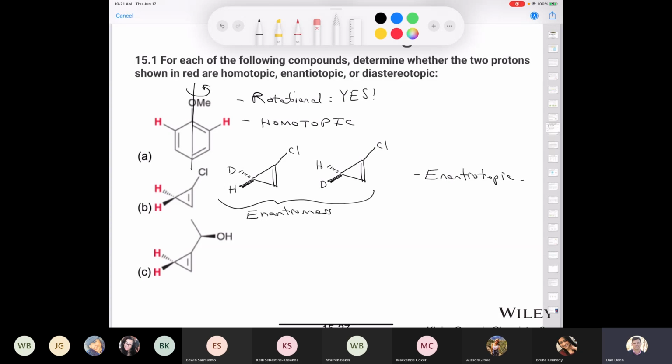Could anybody tell me about the two protons in C? Would they be homotopic, enantiotopic, or diastereotopic? Could anybody answer that one with relative ease? I'm not saying that anything is easy in organic chemistry, but with relative ease. Yeah, they're diastereotopic. I see that 2 students already answered me that they're diastereotopic. Now, how did the students know that so quickly? Like, I'm just learning this. I'm just trying to figure it out.